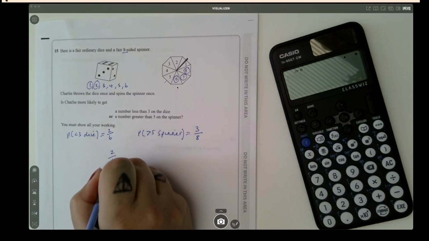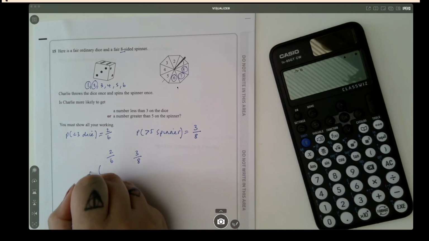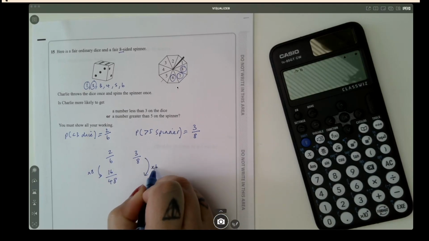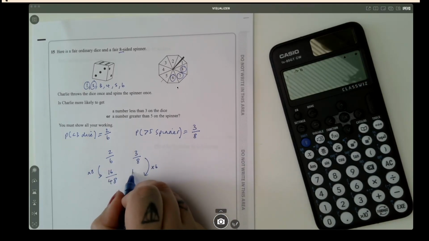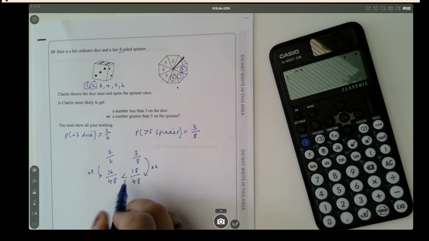To compare them, we need them to have a common denominator. So I'm going to multiply this side by 8. So that's 16 over 48. I'm going to multiply this side by 6. So that's 18 over 48. So 16 over 48 is less than 18 over 48 because we've got a common denominator, so the numerators can be compared now, and 16 is less than 18.